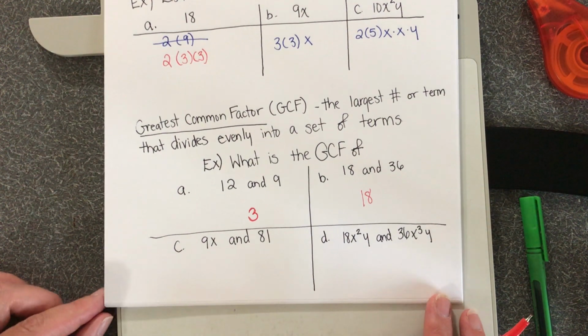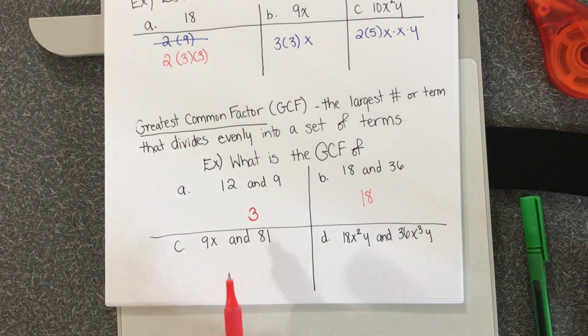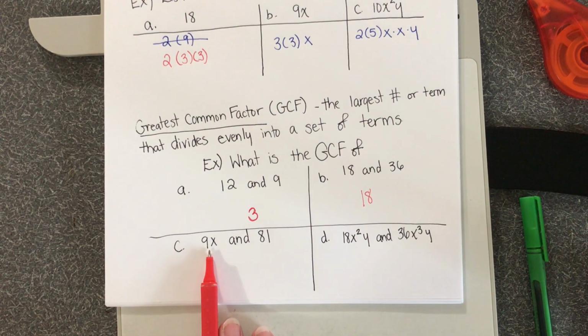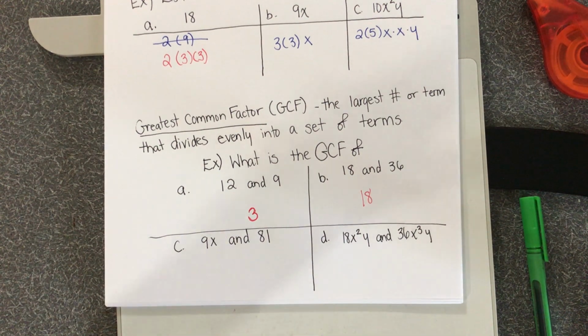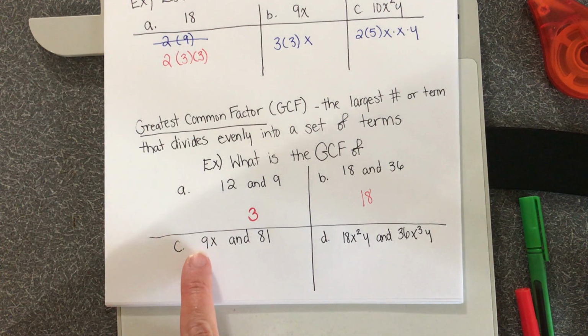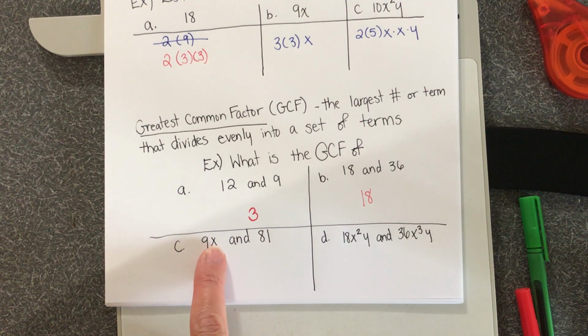So what about C? Well, in this situation, notice how I have a 9x and I have an 81. So again, if you start with the number here, ask yourself, first off, will 9 go evenly into 81? And the answer is yes. So what is my GCF going to have to be? Well, the only thing it can be is 9. Even though this one has an x, this one does not have an x.